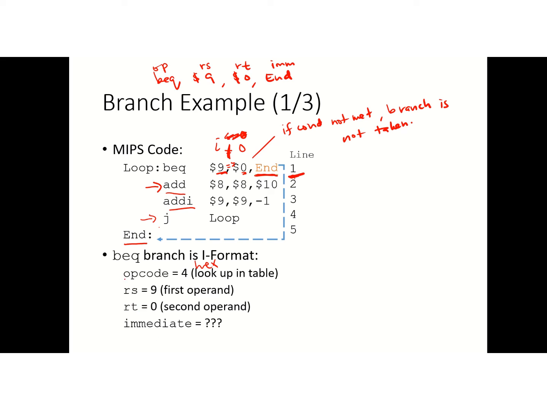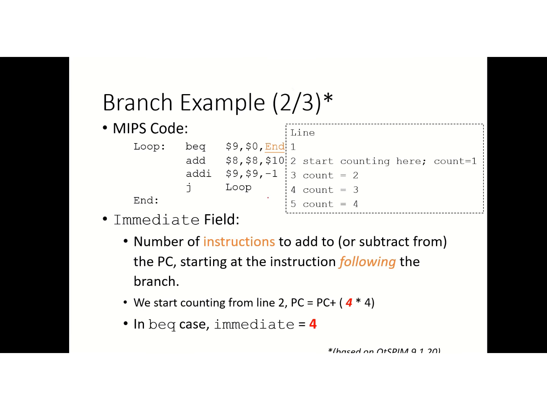Now, the opcode, RS, RT is easy, the first operand and second operand. But what about the immediate? The immediate is in words. END, right? Now, how to determine the number? So we align each of the lines and put a number. We count it. For line 1, which is the branch instruction. And then the next one will be line 2, line 3, line 4, line 5, right?